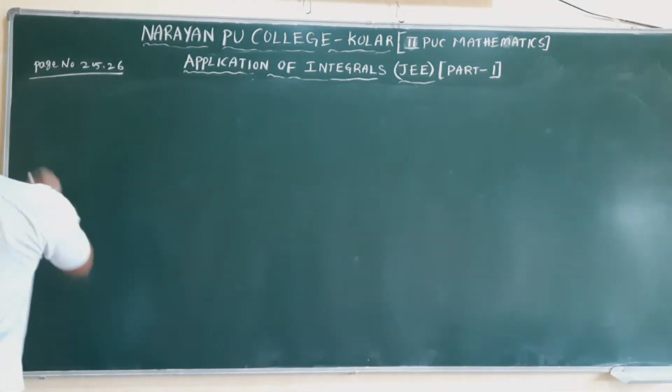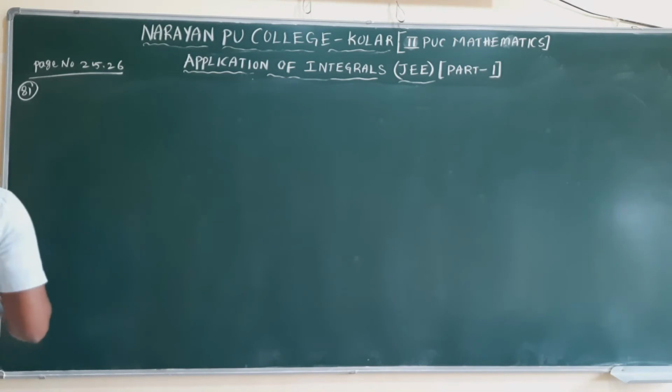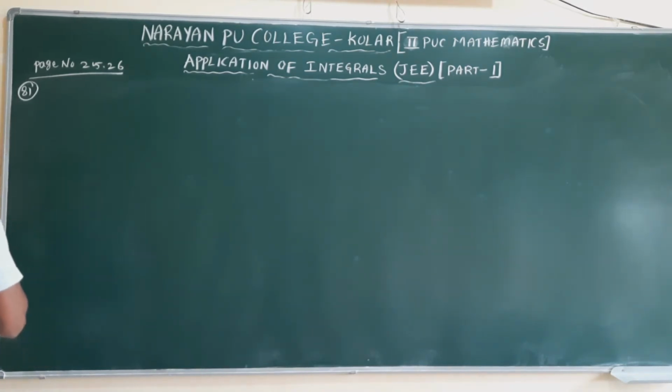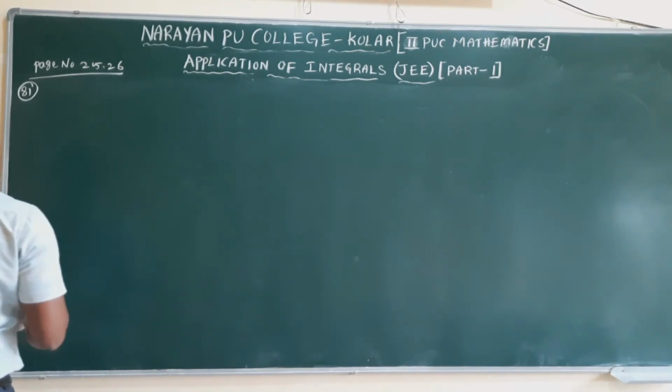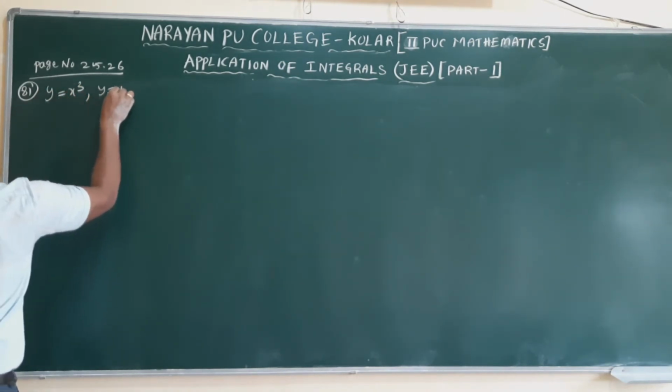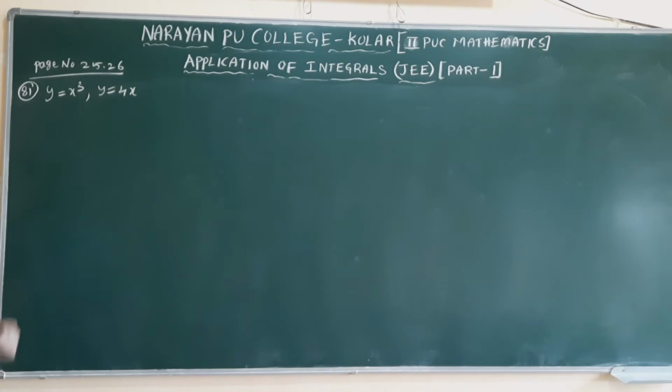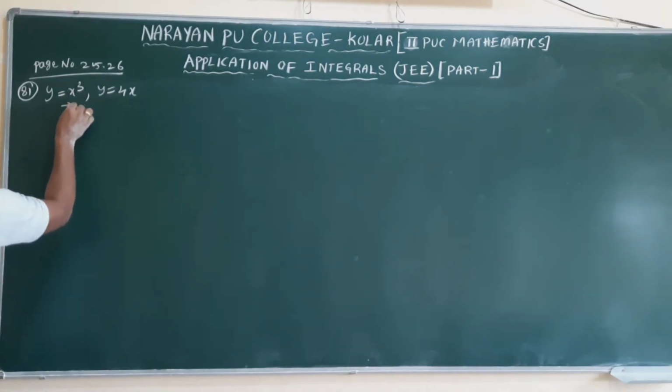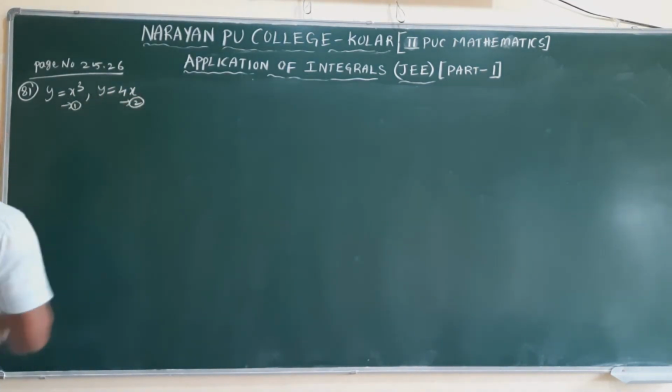Next question, question number 81. In question 81, the area lying in the first quadrant bounded by the curve y equal to x cube and y equal to 4x. The area between the curve and 4x we need to find. Now we don't know the point of intersection. That's why we need to solve these two equations. This is equation number 1 and equation number 2.